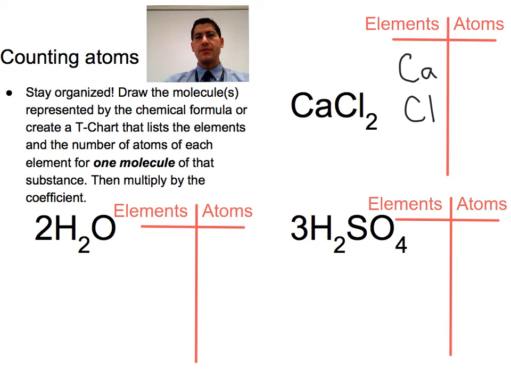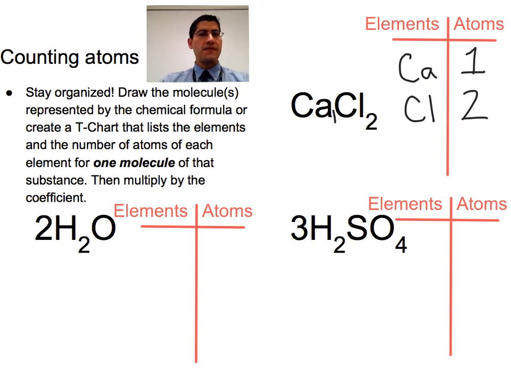Calcium doesn't have a subscript, which means there is only one atom of calcium. If you want, you can write a 1 in to help you out. Chlorine has a subscript of 2, which means there are two chlorine atoms in each molecule of calcium chloride.